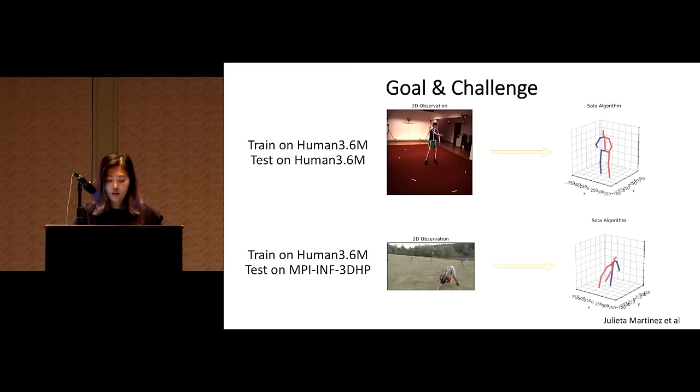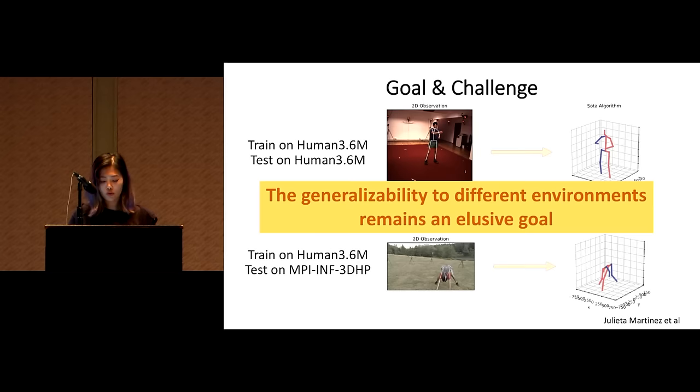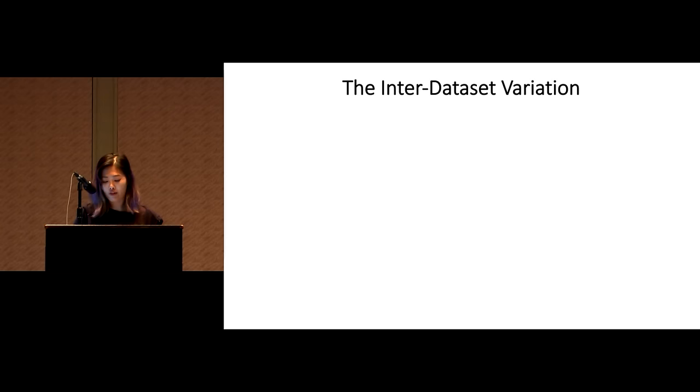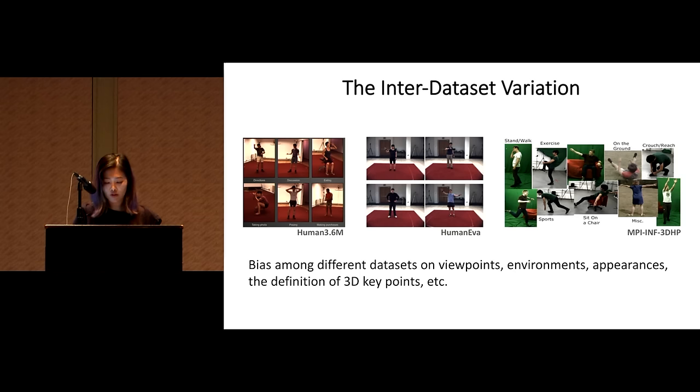So what's the reason behind these performance bottlenecks? We know that inferring 3D information from a single 2D image is an ill-posed problem, but what makes this task harder is the inter-dataset variation among the different collection environments, like the viewpoints, appearances, and poses. All of these things lead to large domain shift.